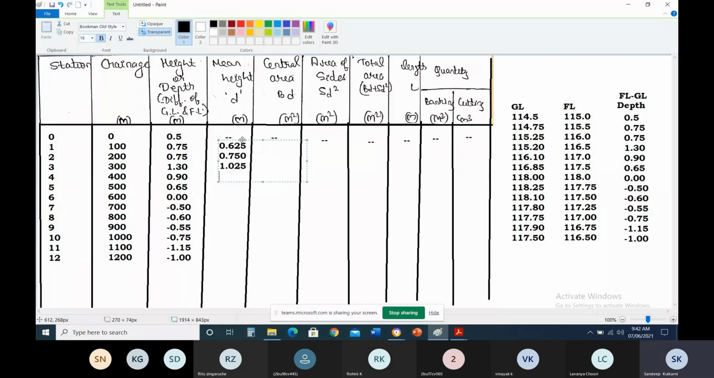Okay. I hope if you have a calculator, please check the values. Next one, 1.30 plus 0.9, it will be 2.20, divided by 2, will be 1.100, I'll write. Similarly, next if I do 0.65 plus 0.90 divided by 2, I'll be getting 0.775. Next will be 0.65 plus 0 divided by 2. Okay, so its previous is 0.65, current depth is 0, so both you add, divided by 2, you'll be getting 0.325. Next is 0 plus 0.5 divided by 2, 0.250.